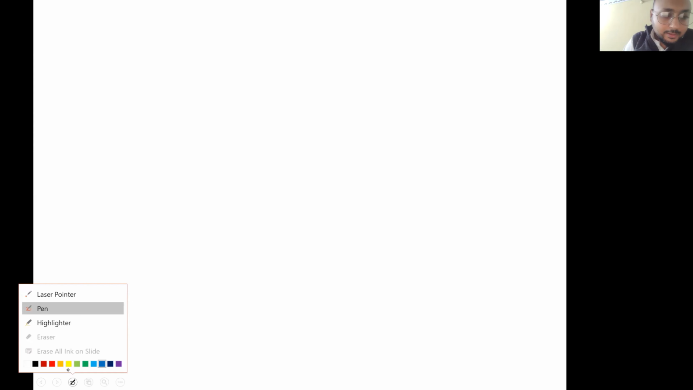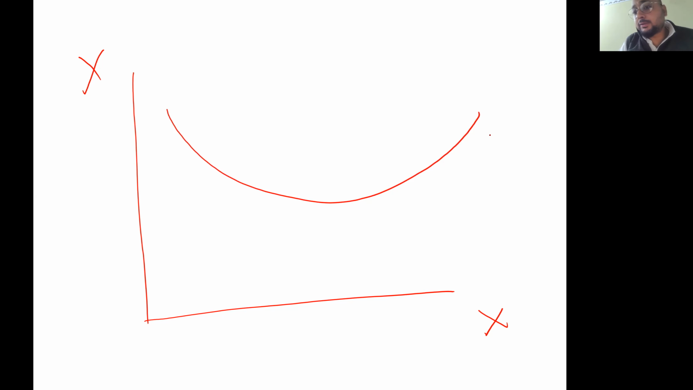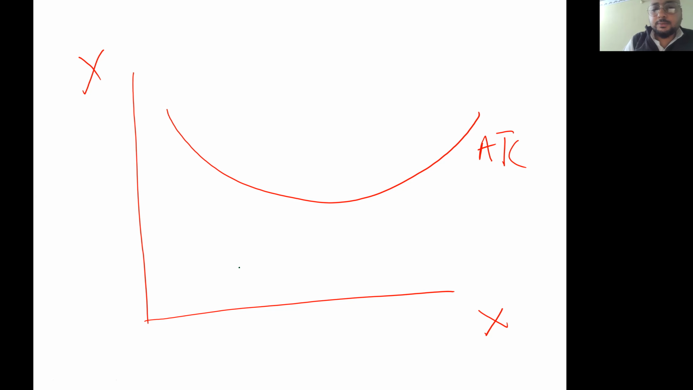Let me make it for you. This is the x-axis. This is the y-axis. Remember the characteristics of cost curves. Average total cost is U-shaped. Marginal cost is upward sloping. Marginal cost cuts the ATC at its minimum, which means efficient scale.